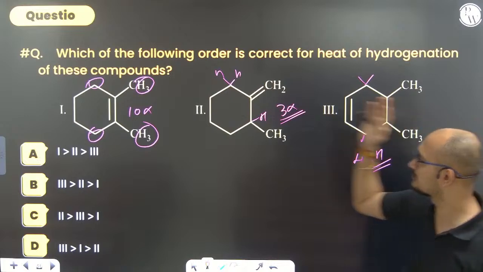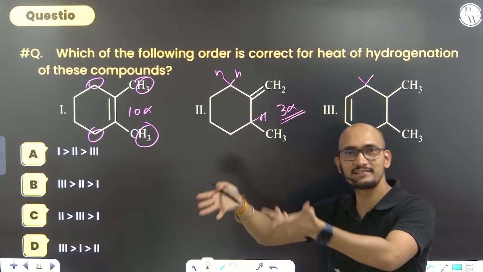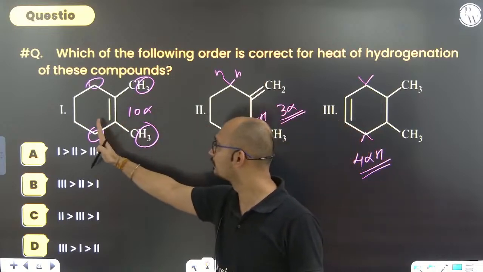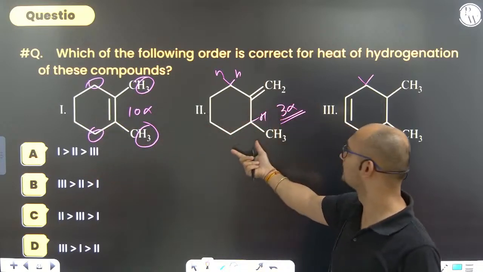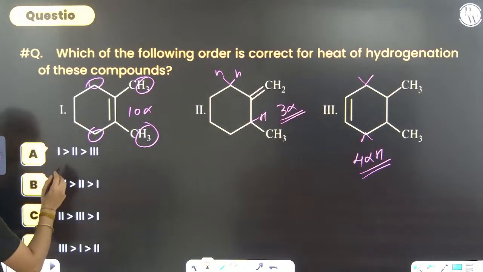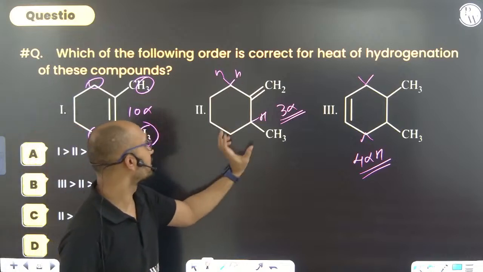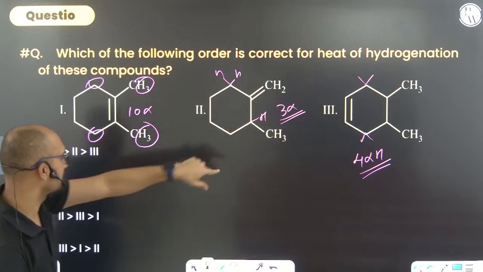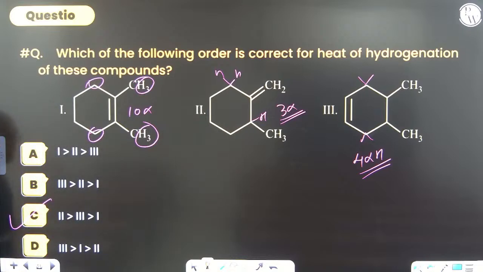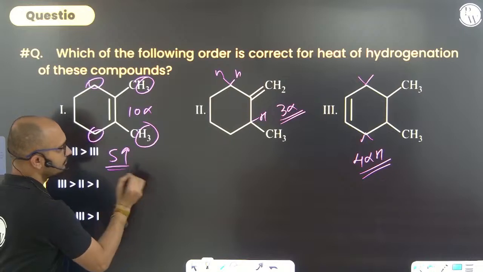So the most stable is this one. It is asking for heat of hydrogenation, and you know that heat of hydrogenation is just the opposite. So 1 will be minimum and 2 will be maximum. Just a minute, sorry: 2 is more than 3, which is more than 1. Option 1. Why? Because its stability is maximum. Does everyone understand this?